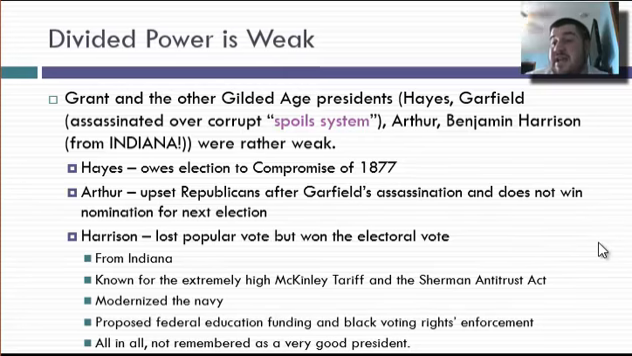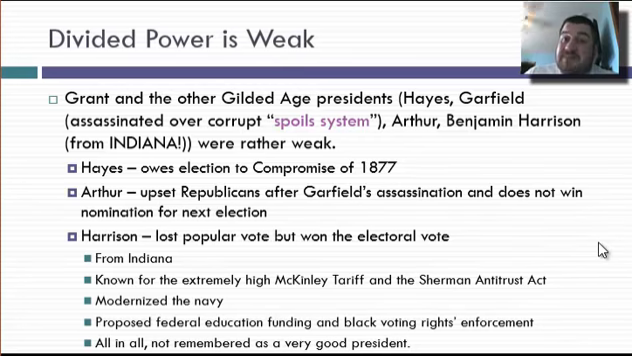So he's from Indiana. He is president from 1889 to 1893, I believe. He is known for the extremely high McKinley tariff, the protective tariff. He's known for the Sherman Antitrust Act, too. He modernizes the Navy, which we'll talk about next topic when we talk about imperialism during this time. He also unsuccessfully proposes federal education funding. Education at this time is a state matter, and the federal government stays out of it. And he also wants to enforce black voting rights, but also unsuccessfully. All in all, he's not remembered as a very good president, and he's usually ranked in the bottom half of the presidents as being a weak leader.